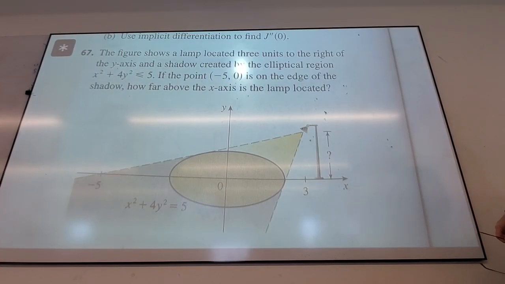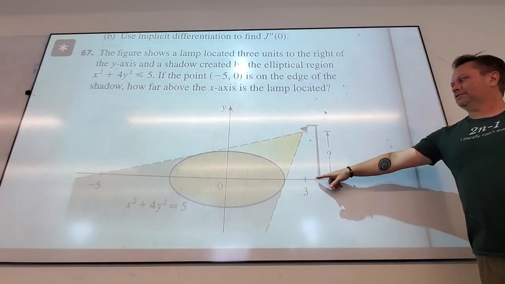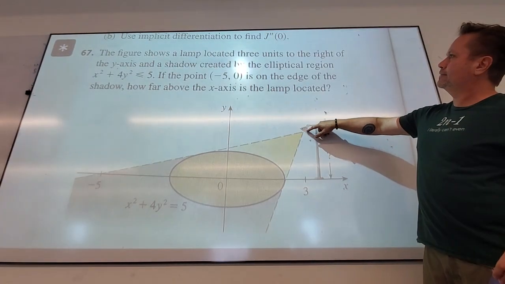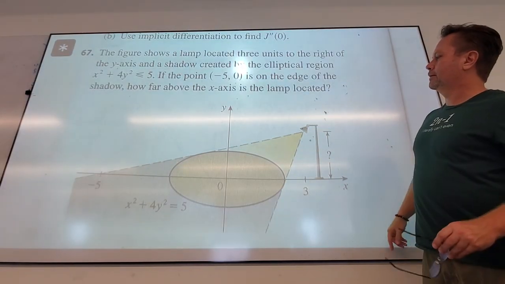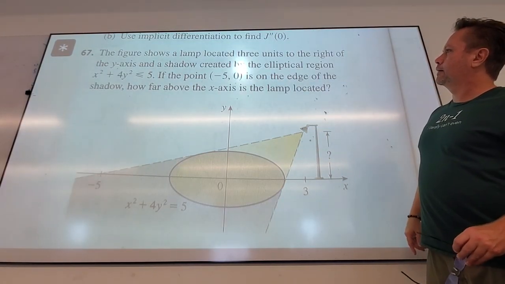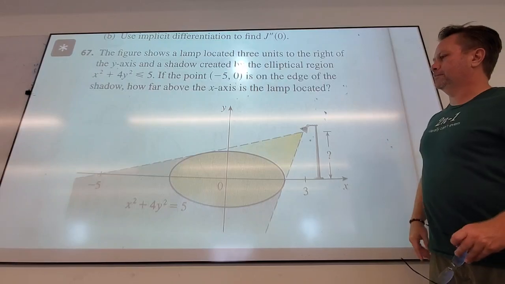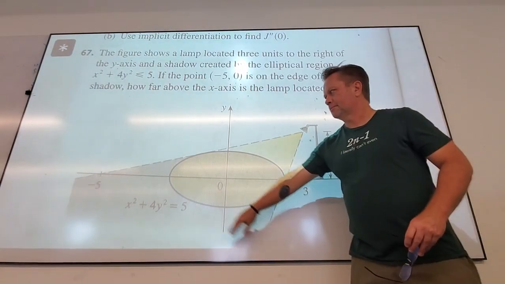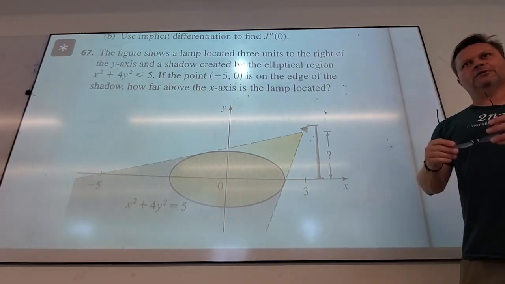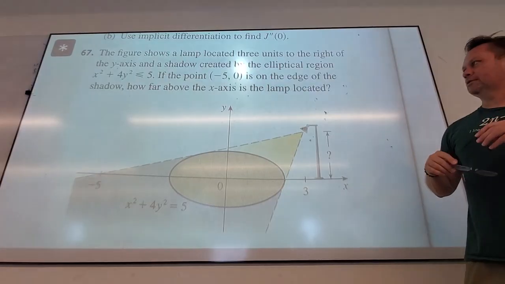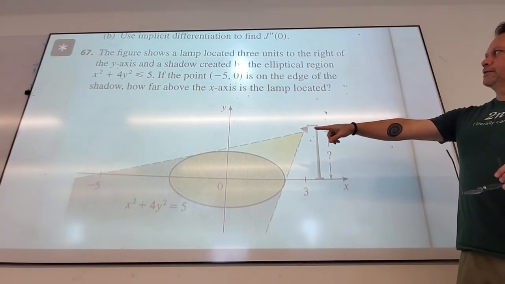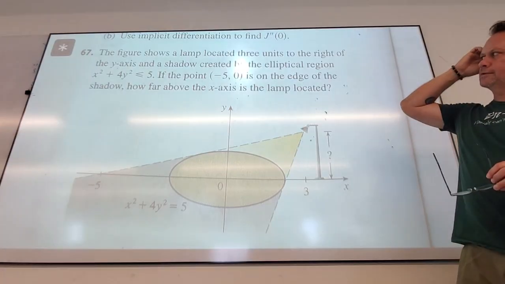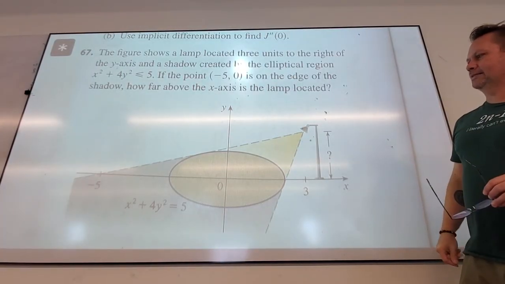All right. A lamp is located 3 units to the right, and the shadow is created by an elliptical region, x squared plus 4y squared less than or equal to 5. So you've got this shadow, right? It kind of reminds me of the umbra and the penumbra in an eclipse. If the point -5, 0 is on the edge of the shadow, how far above the x-axis is the lamp? Ooh, I like it. That kicks so much ass.